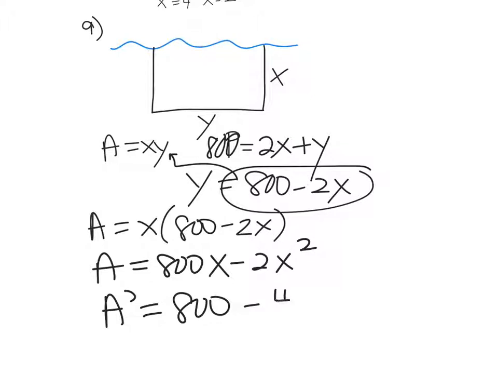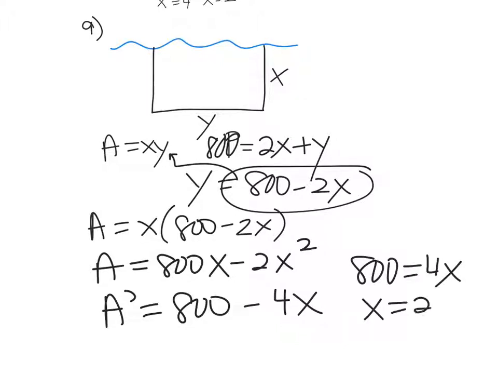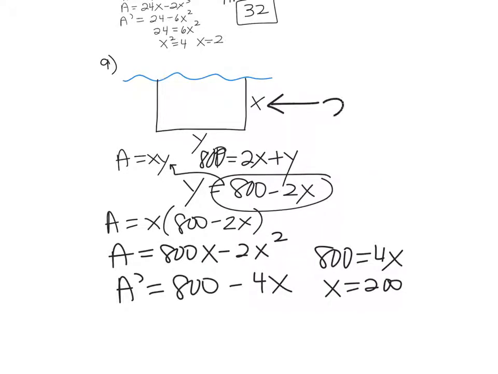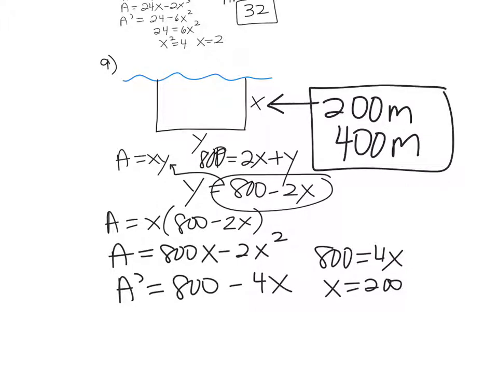800 minus 4x. Set that equal to 0 and solve. So 800 equals 4x. X is 200 meters. So this side is 200 meters, which means that the other side would be 800 minus 2 times 200. So 400 meters for the other side. And then you find the area by multiplying those together. Ends up being 80,000 square meters.